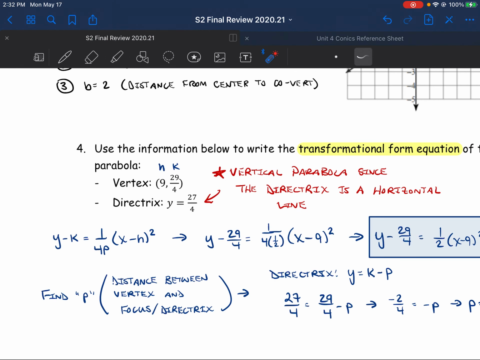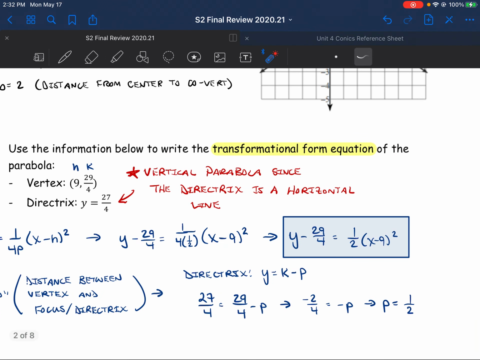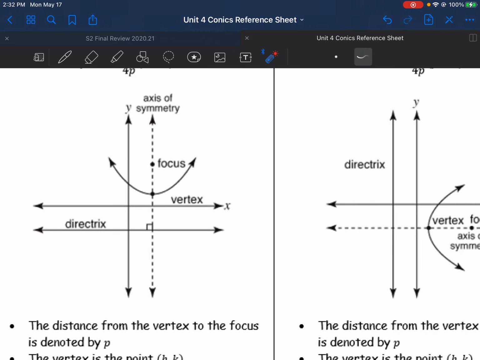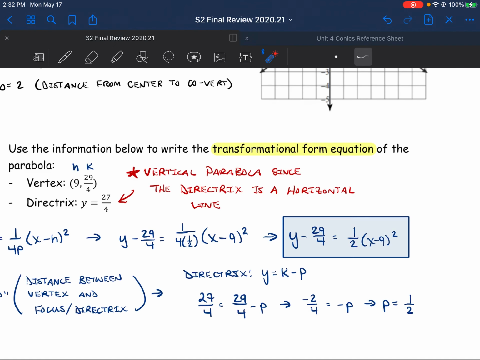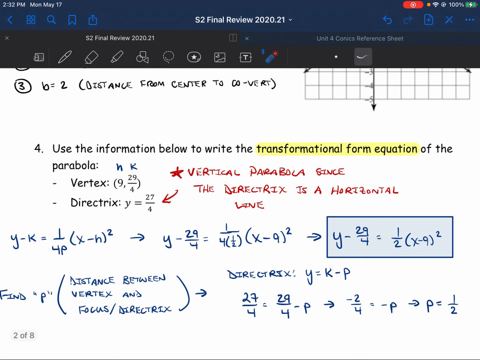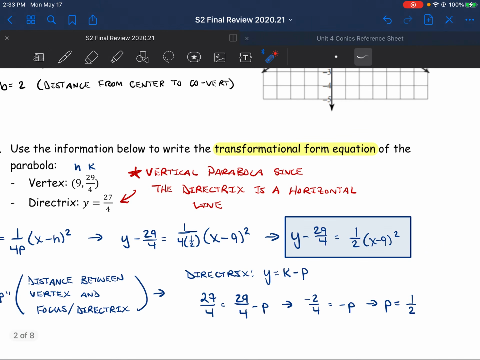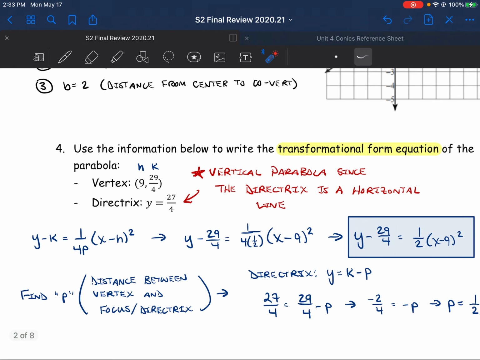Or you could go mathematically and find the value of p, because we know that the directrix is the equation y equals k minus p. We can see that right here. But we also know that k is the y-coordinate of the vertex. So if the directrix is y equals k minus p, and we already know the directrix is 27/4, then we could say 27/4, the directrix, equals k minus p, but we know k is 29/4. So 27/4 equals 29/4 minus p. If you solve that equation, you get that p is equal to 1/2. All right. So that's one way that you could look at that.